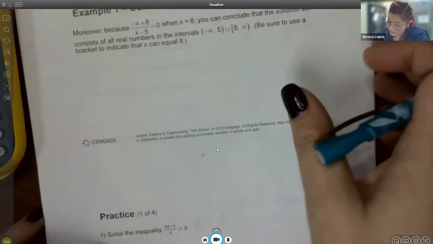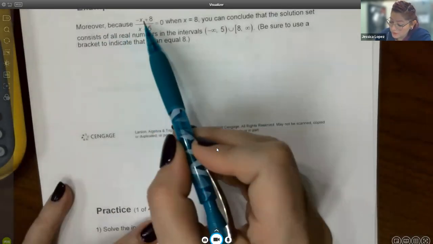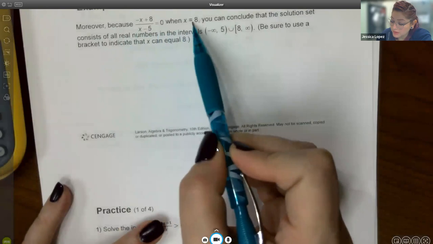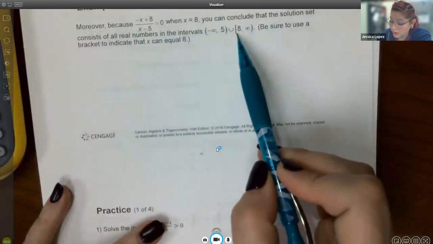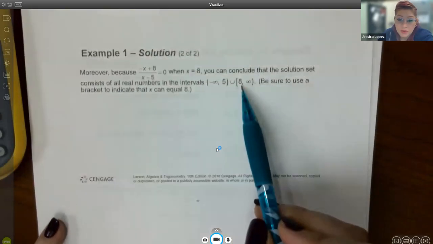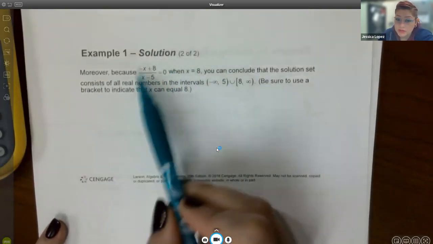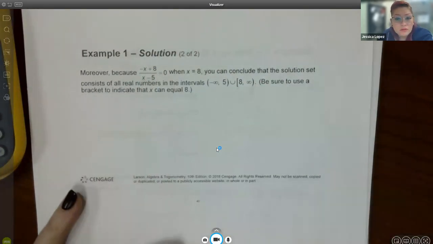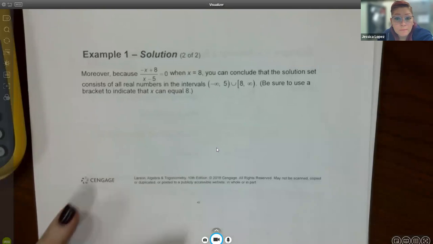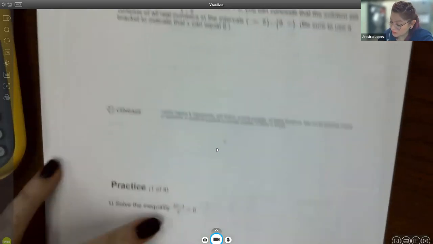And then they have a comment and it says, moreover, because this guy actually equals zero when x equals zero, you can conclude that their solution set consists of a bracket here on the eight, okay? Whereas when x equals five, you won't get zero, right? You'll get undefined. So all the key numbers that come from your numerator will follow the inequality symbol as far as whether to use brackets or parentheses. But any key numbers that came from the denominator will always have parentheses. So let's try another one.